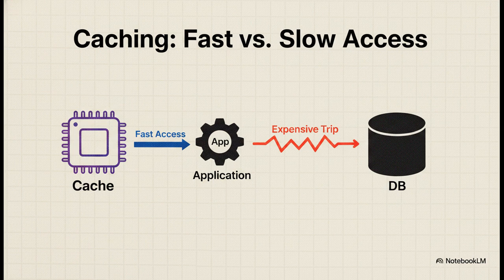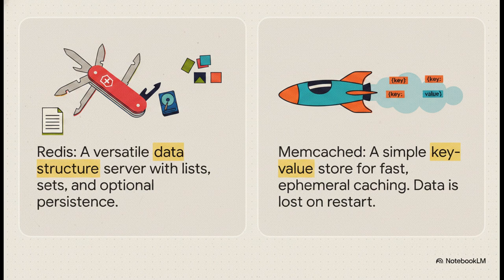So instead of making that expensive trip across the network to the database every single time you need something, your app just grabs the data from its local high-speed cache. This one simple move completely slashes that inter-service chatter and takes a huge load off your database. Now, when you talk about caching, two names just dominate the conversation: Redis and Memcached. They might seem kind of similar, but their whole philosophies are really different.